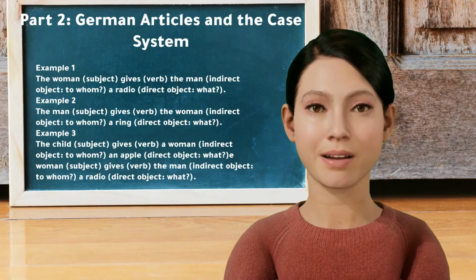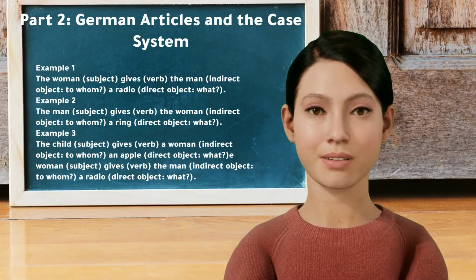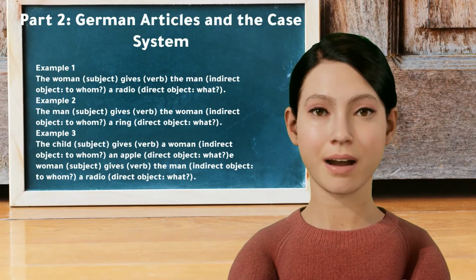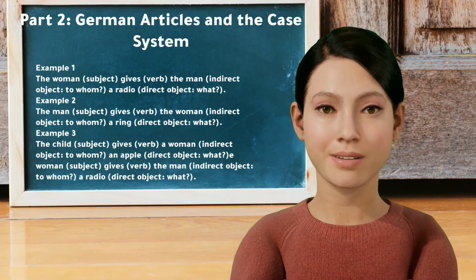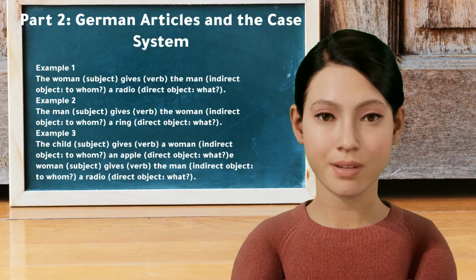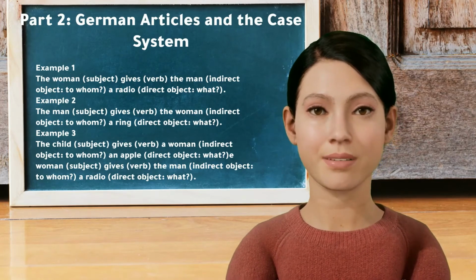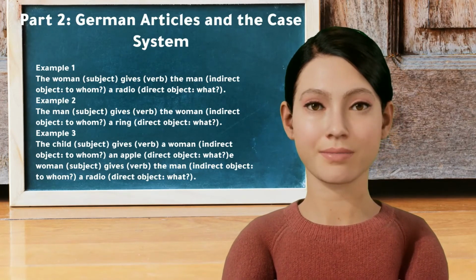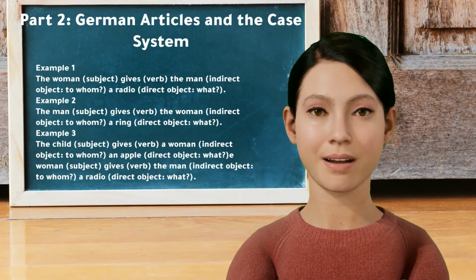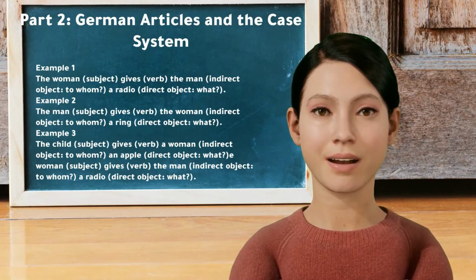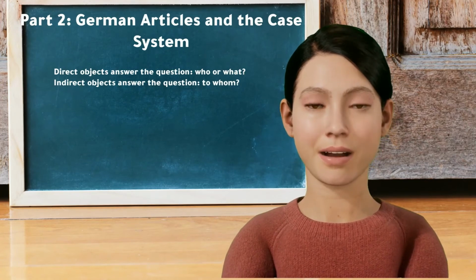In example 2, the man gives the woman a ring. The man is the subject. Gives is the verb. The woman is the indirect object to whom he gives what? A ring. In example 3, the child gives a woman an apple. The child is the subject. Gives is the verb. A woman is an indirect object to whom he gives what? An apple.